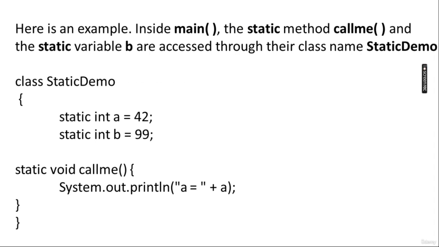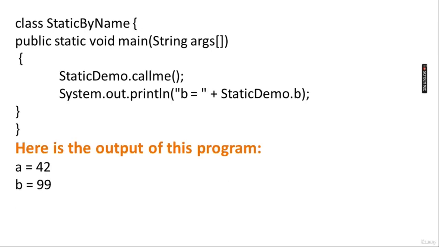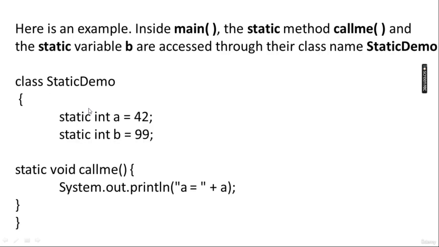Here is an example. Inside main, the static method callme and the static variable b are accessed through the class StaticDemo. So this is the class StaticDemo. In it, static int a is 42, static int b is 99, and the static method callme prints the value of a. Now, StaticByName calls StaticDemo.callme. So this is the second class. From the second class, you are accessing these variables and methods.